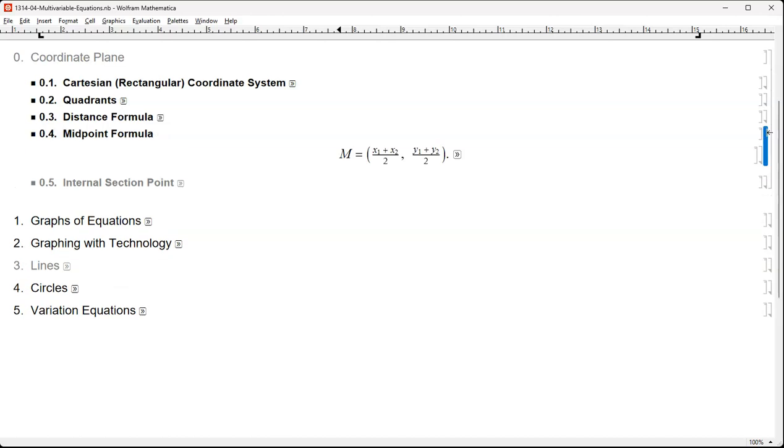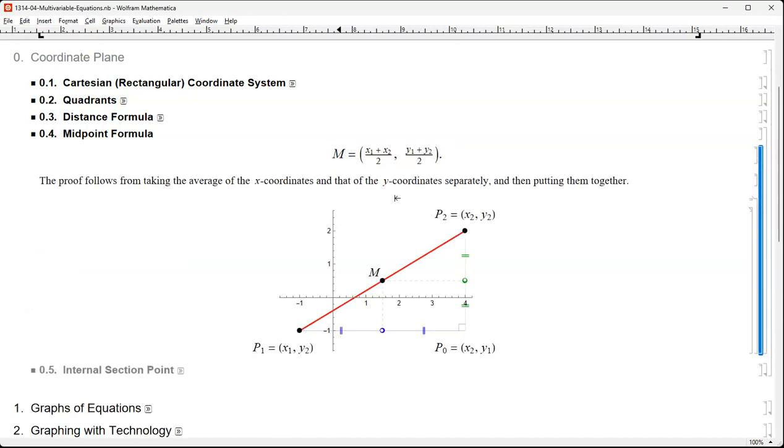Next, the midpoint formula. Alright, that's the formula. And yeah, this picture is self-explanatory basically. We are taking the average x-coordinate, as you can see from this blue point down here, and then the average y-coordinate, as you can see from this green point to the right. So we have the average x-coordinate, comma, the average y-coordinate. That's how you get the average point in both directions, which is the midpoint.